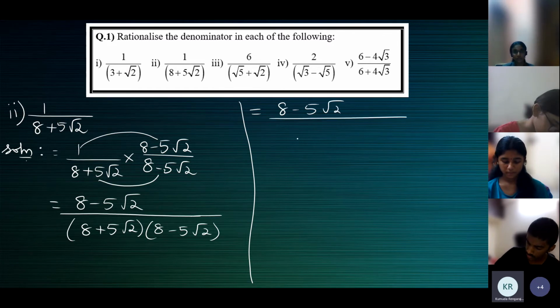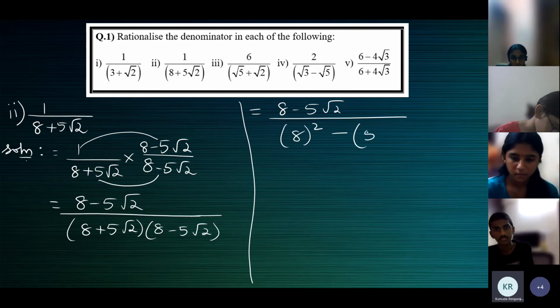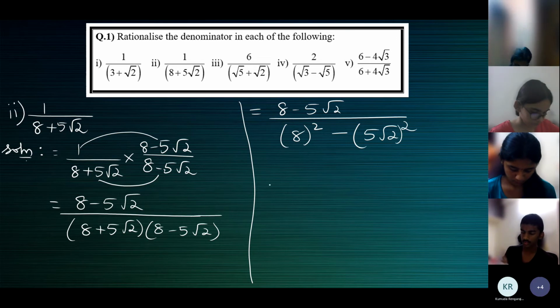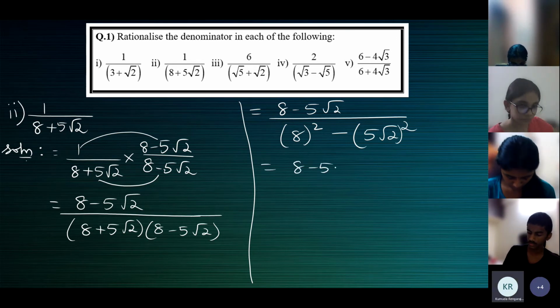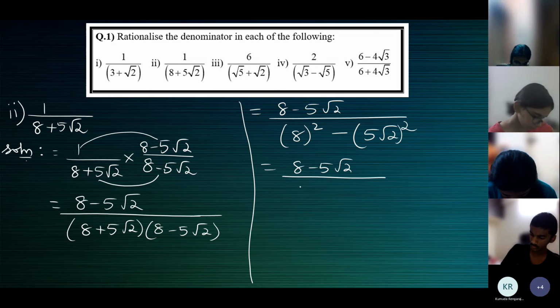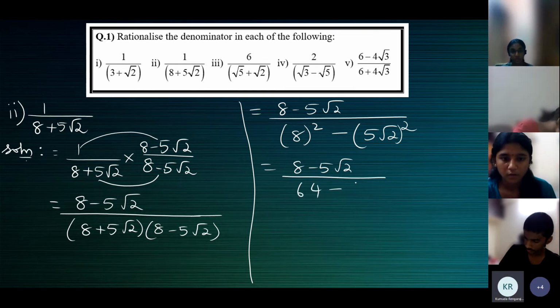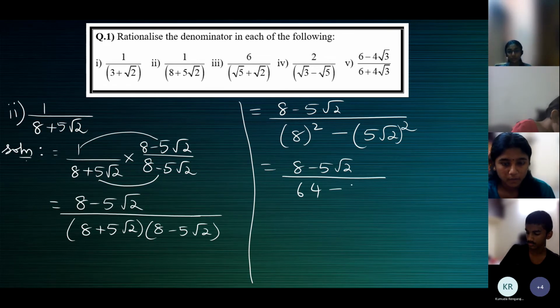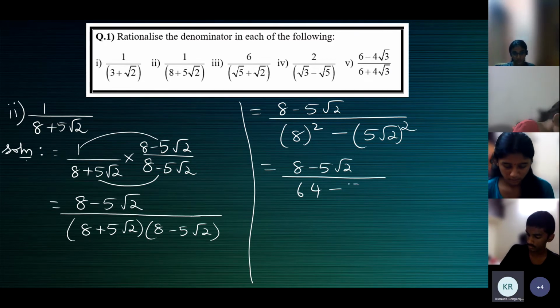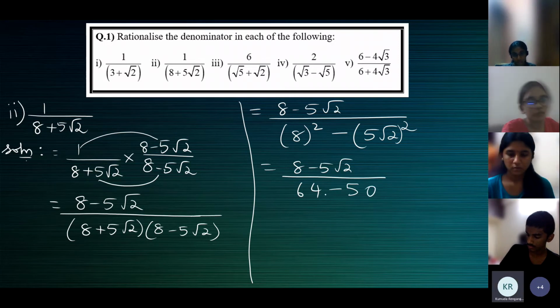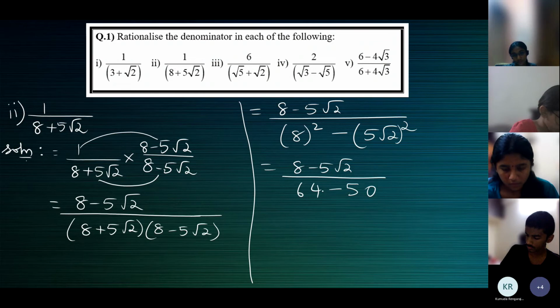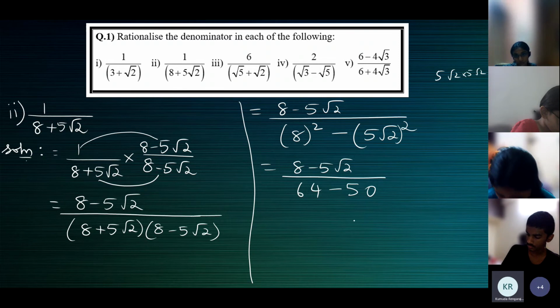In the denominator, it's of the form a plus b into a minus b, which is a square minus b square: 8 square minus 5 root 2 the whole square. What is 8 square? 64. What is 5 root 2 the whole square? 25 into 2, which is 50. You can write 50 straight away. You can work 5 root 2 into 5 root 2 in your rough column and put the answer straight away.